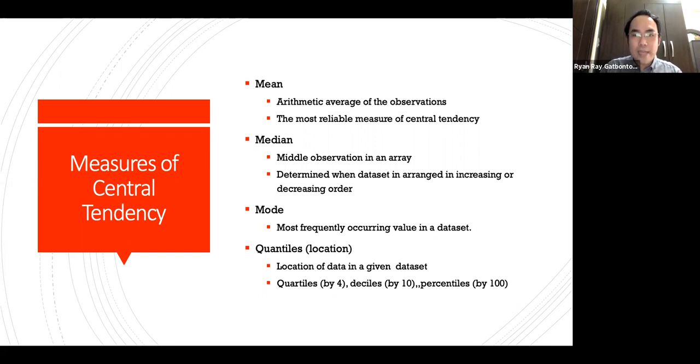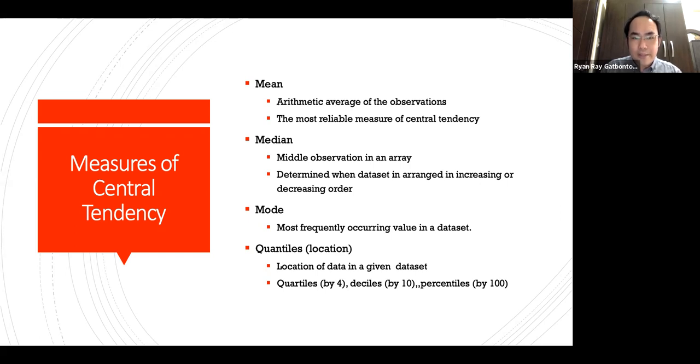The median, on the other hand, refers to the middle observation in an array, or in a group of data. The median is determined when your data set is arranged in increasing or decreasing order and then identifying the middle value. When we talk of the mode, this refers to the most frequently occurring value in a data set.